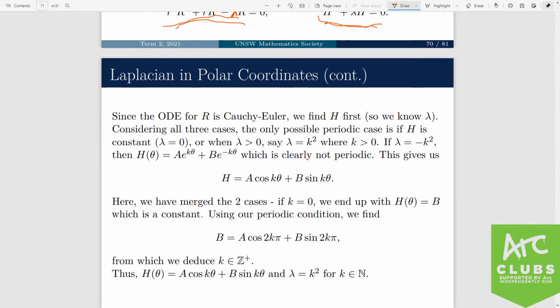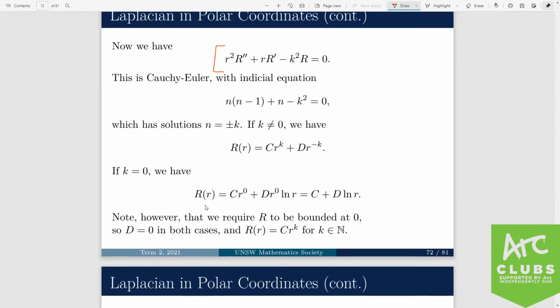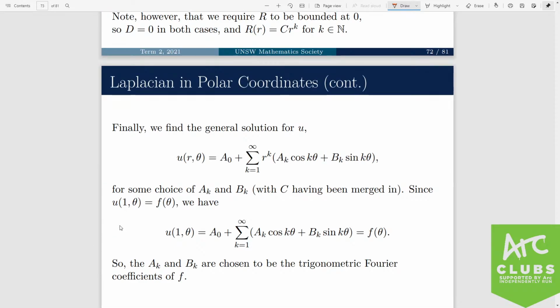So we solve h, and then we solve for r, and then we superimpose them. So we add them together. So this was r, and this was h, and for each k, so this is for each well, actually no, this is the generalized.